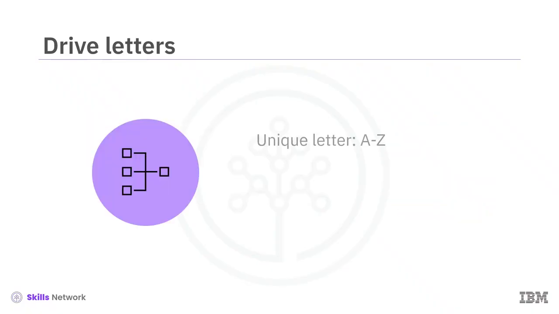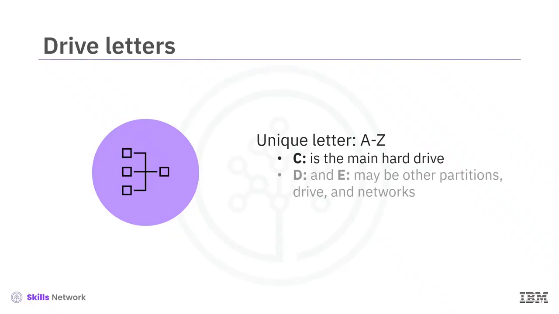Each drive is assigned a unique letter from A to Z. For example, C usually means the main hard drive within the Windows OS, while other letters like D and E may refer to other partitions, removable drives, or network locations.